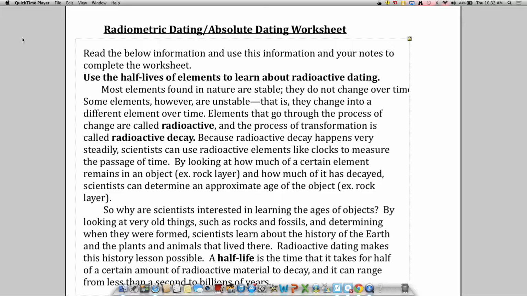So today we're going to talk about radiometric dating or absolute dating, and you have a worksheet that you worked on yesterday in class. I want you to take that out. Your homework will be radiometric dating, absolute dating. It'll be a homework sheet.